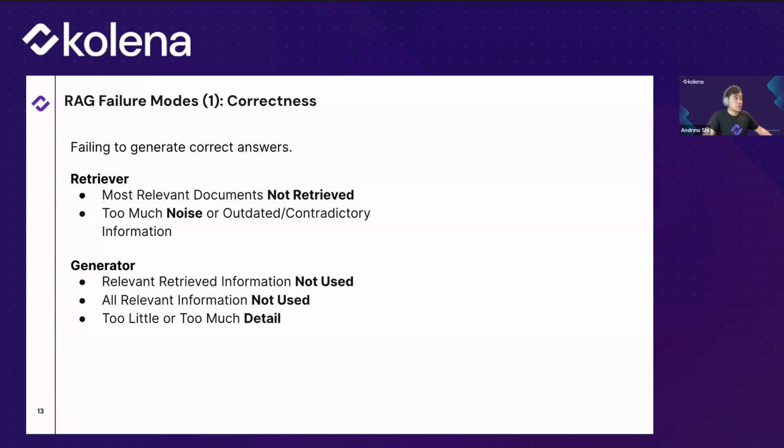On the flip side, for the generator, the question is how robust it is to minor slip-ups on the retriever side. If there's extra noise in the context, how robustly are we handling this? Are we using all the information that we actually retrieve? Even if the retriever is running perfectly, if the generator is not able to process that well and turn it into a meaningful answer, that's a failure on the generator side. There's also the format, and how much detail the generator goes into when processing the retrieved context.